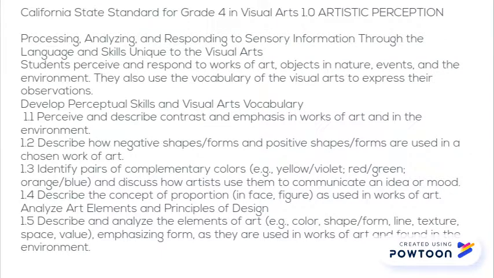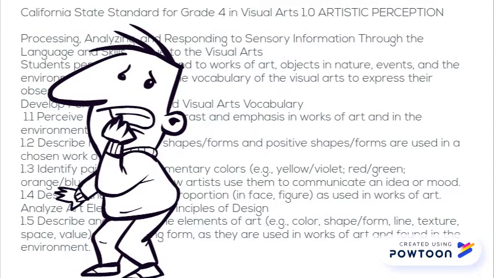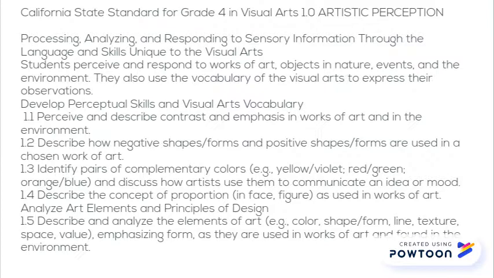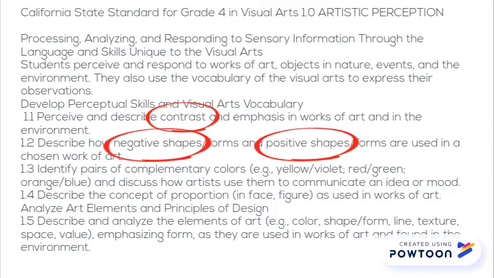At a first glance, a school standard can seem daunting and overwhelming. However, if we pull out keywords, we'll be able to get the big idea of the standard. For example, this is a California standard for visual arts in grade 4. Some keywords are contrast, positive and negative shapes, complementary colors, and proportion.